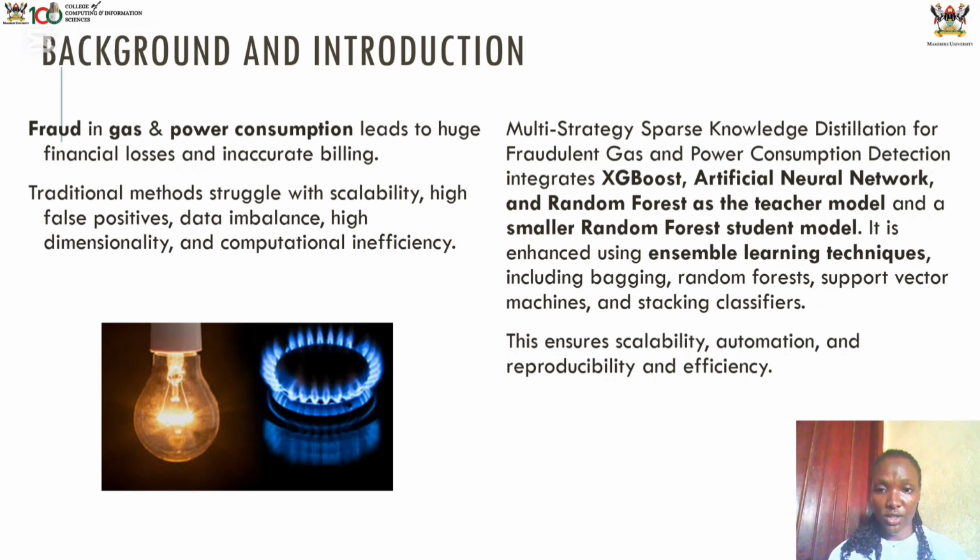That is where we come in with our multi-strategy sparse knowledge distillation for fraudulent gas and power consumption detection. Our project integrates XGBoost, artificial neural networks and random forests as teacher models, and it also involves a smaller random forest student model that is developed and taught on soft labels of the teacher models after evaluating their performance. So this ensures scalability and efficiency when doing the fraudulent detection.